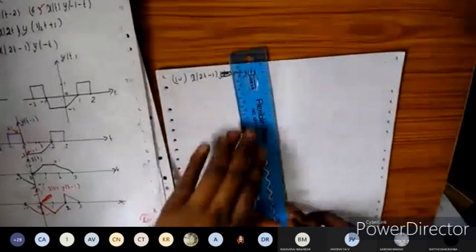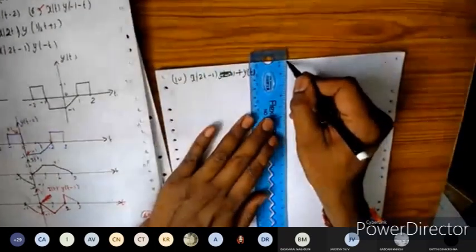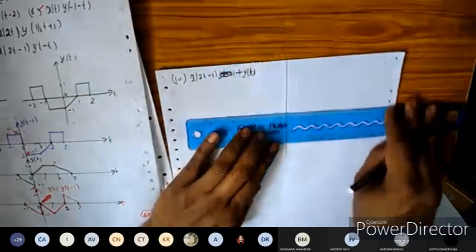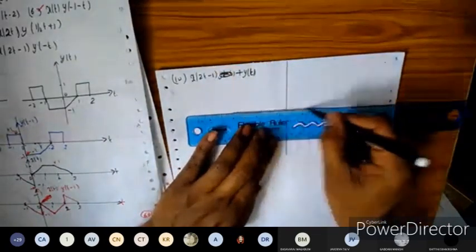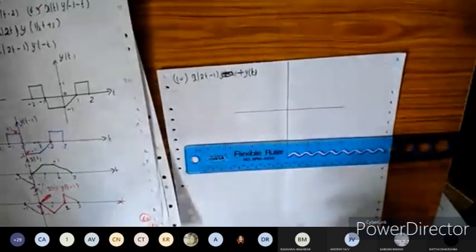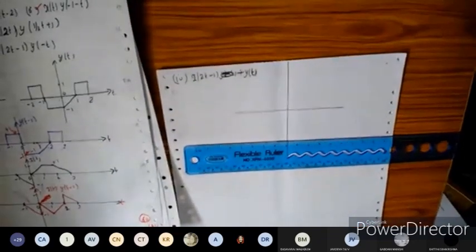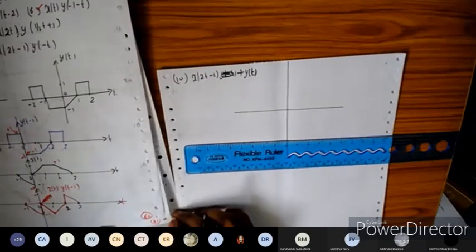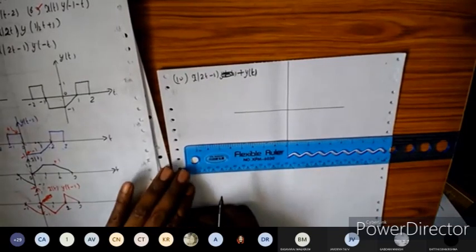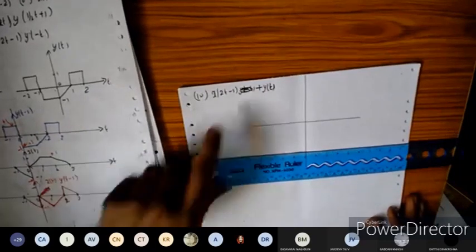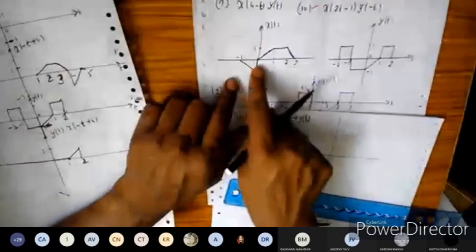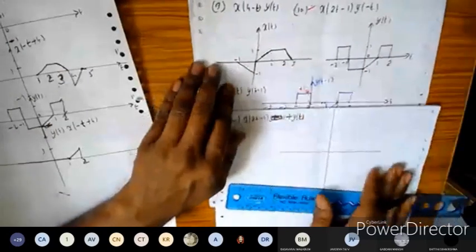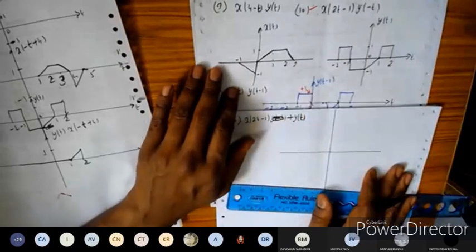So anyone can show me the waveform? X of 2t minus 1. Anyone can switch on the video and show me the output. What's the waveform you got here? So I'm going to copy the same thing. Can anyone show me the waveform for x of 2t minus 1? We need to perform the shifting first here. The signal has to be shifted towards the right side by 1 unit here, and we need to perform the scaling here. So we'll show the waveform.